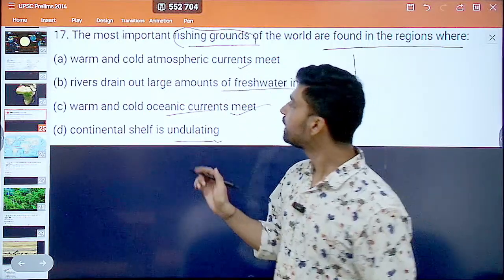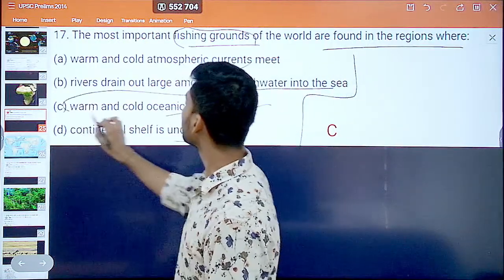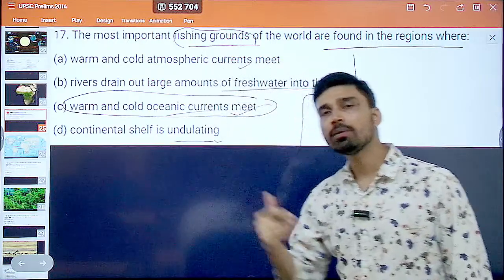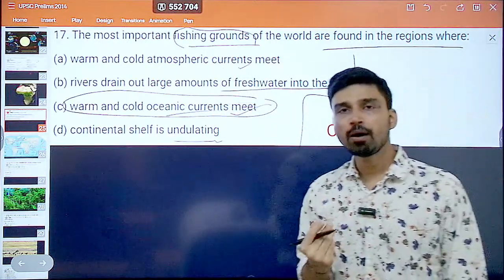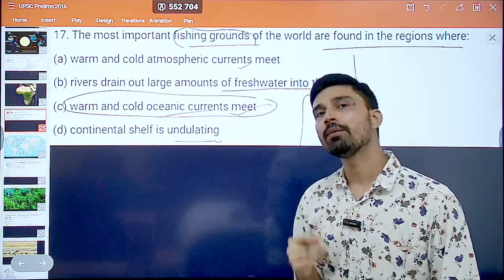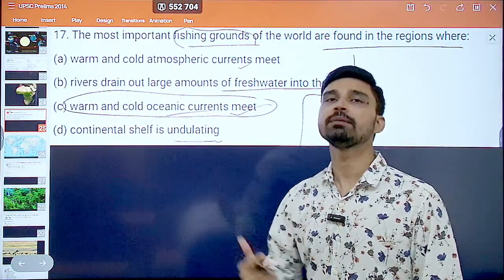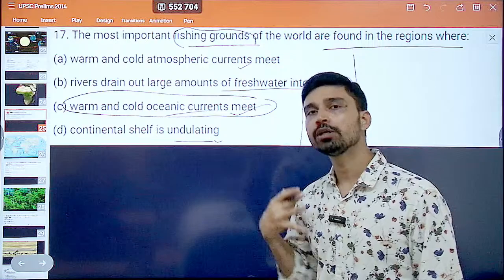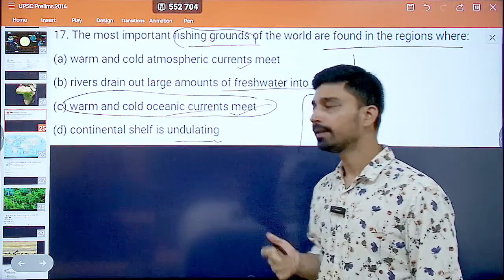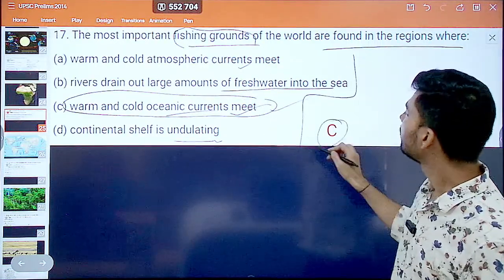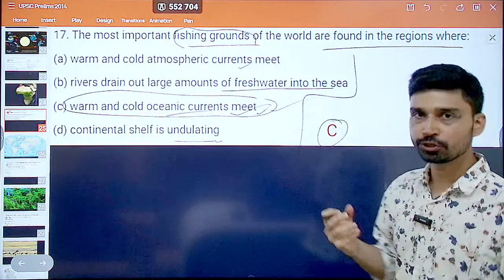Now, in this case, we see that generally wherever in the ocean meeting of warm and cold ocean currents happens, the amount of oxygen as well as the amount of nutrients becomes many times higher, and this supports a huge density of fish, and that is why the correct answer is C. This is actually where you will find the important fishing grounds on the earth.